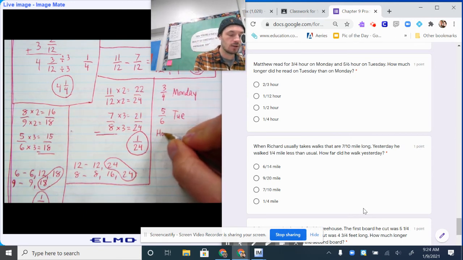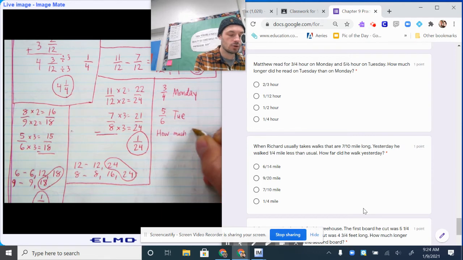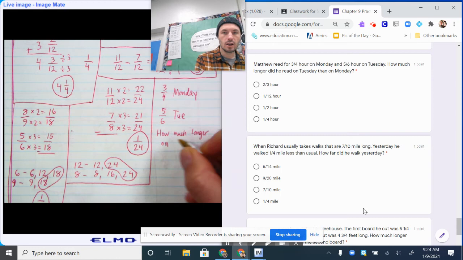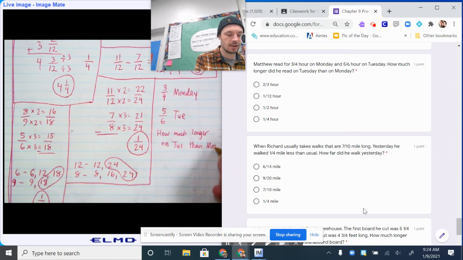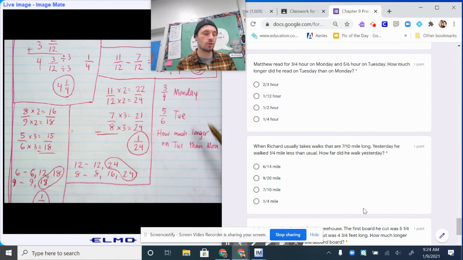That's what I would underline. How much longer, I'm going to shorten it, on Tuesday than Monday? That's the question. I'm trying to find out how much longer he read this day than this day. So what would I do here?